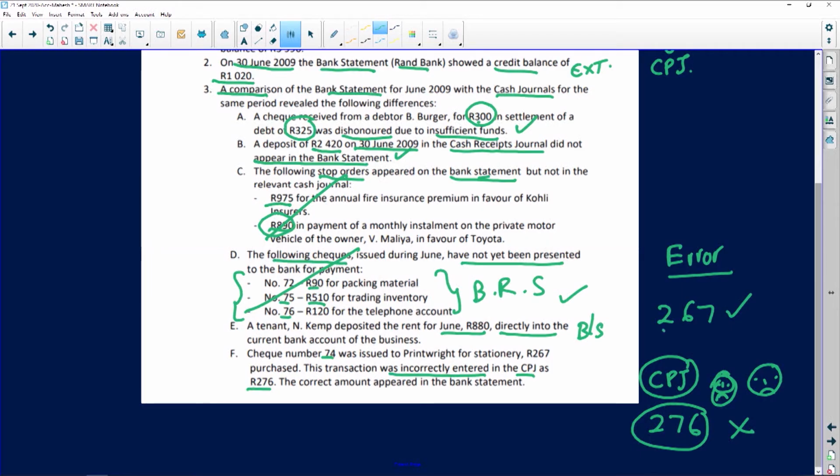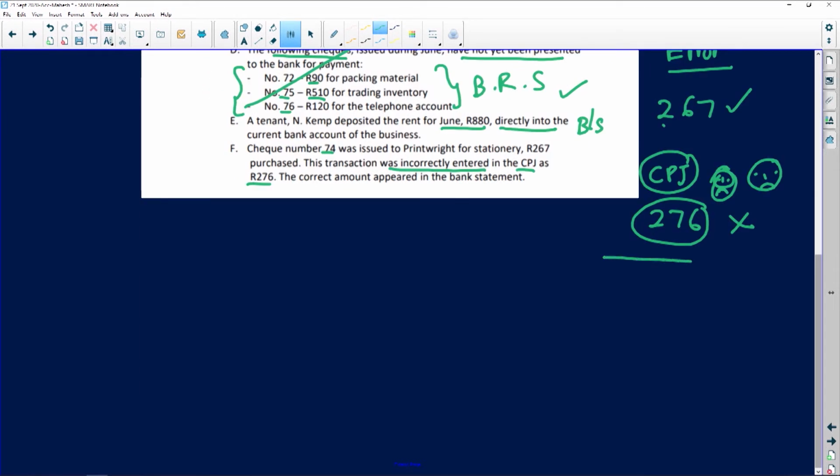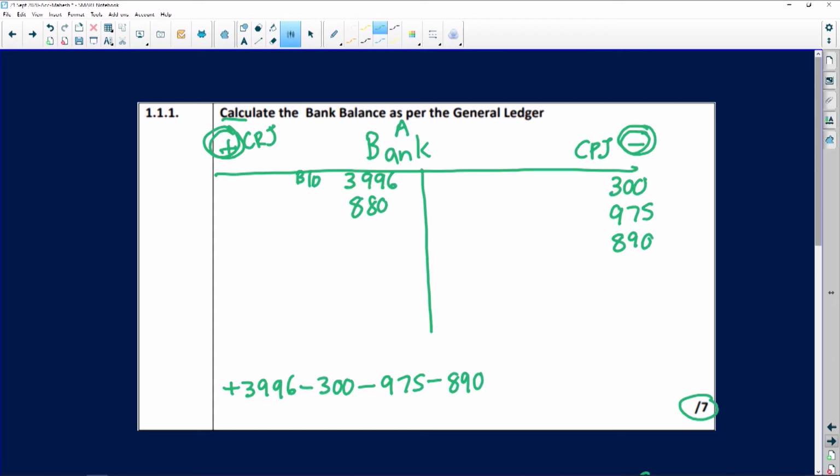We overstated our CPJ by, so if we take 276 minus 267, we obviously swapped the 7 and the 6 around, so we overstated our CPJ by 9 Rand. So remember, we overstated. Overstated means we wrote too much in the CPJ. So how does that affect our bank account? Very simple. We overstated, we subtracted 9 Rand too much. How are you going to fix that? You are now going to add.